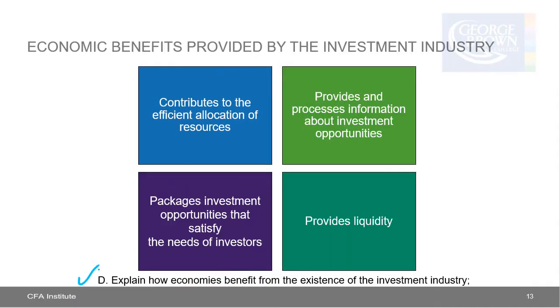Moving on to Learning Outcome Statement D, explain how economies benefit from the existence of the investment industry. There are 4 key points here. Economic benefits: contributes to the efficient allocation of resources, so matching up savers with users of capital; provides and processes information about investment opportunities; packages investment opportunities that satisfy the needs of investors; and number 4, provides liquidity.